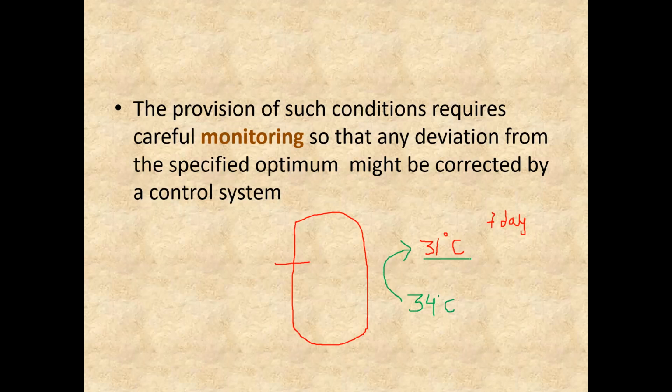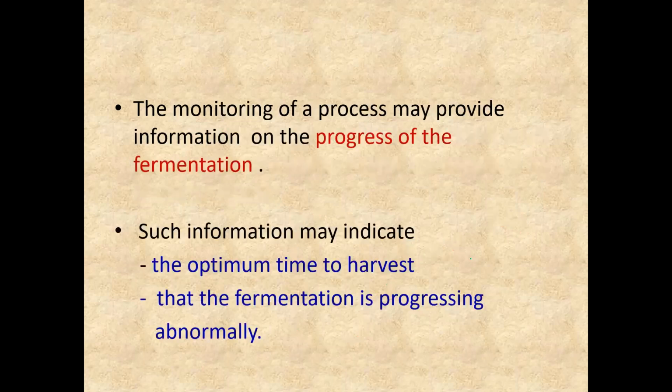So this is monitoring and control. Monitoring is checking whether the temperature is 31 or not during the 7-day period. And if there is deviation, which is 34 in this case, that deviation has to be corrected by a control system so that the temperature comes back to 31. This is monitoring and control. Now, the monitoring of a process may provide information on the progress of the fermentation.